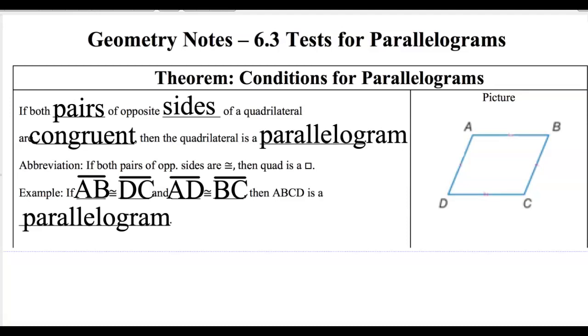So we're going to be looking at four conditions or theorems that will give us enough information to prove that a shape is indeed a parallelogram. The first one has to do with if you know both pairs of opposite sides of a quadrilateral are congruent, that is enough to be able to prove that this shape is indeed a parallelogram. So for instance, if we knew that AB is congruent to DC and AD is congruent to BC, that would give us enough information to prove that this shape is actually a parallelogram.